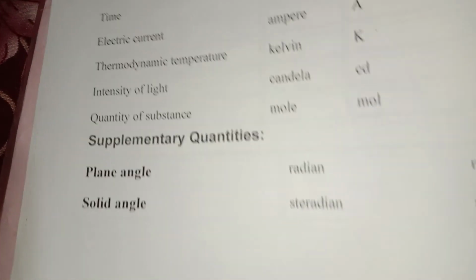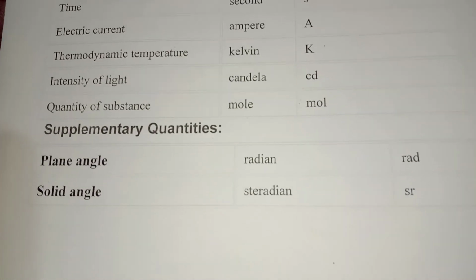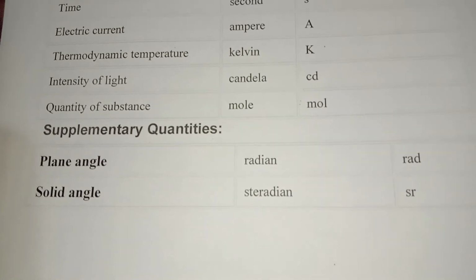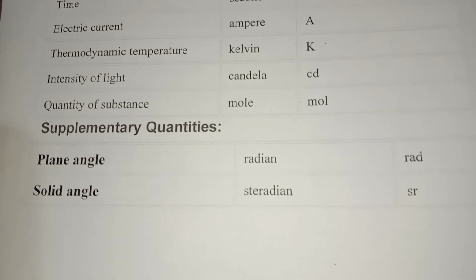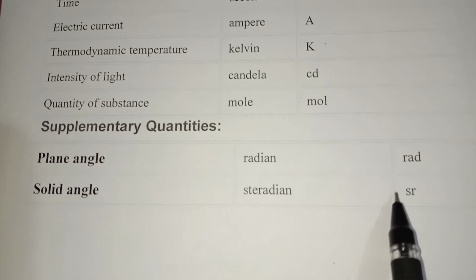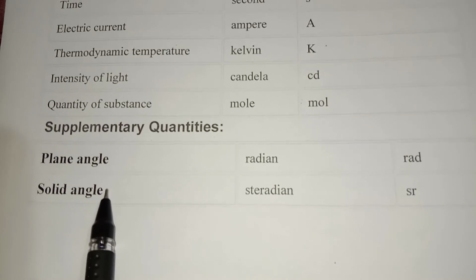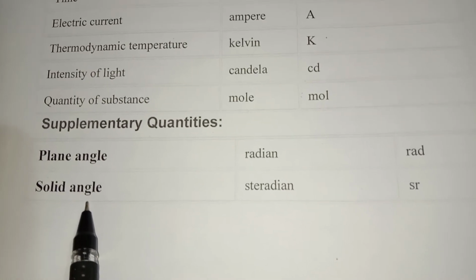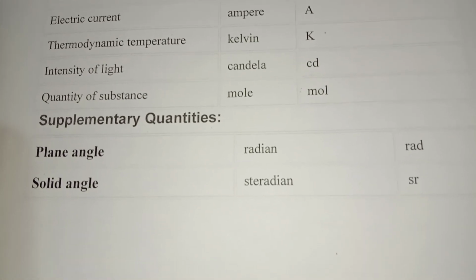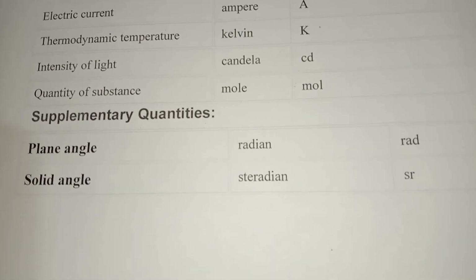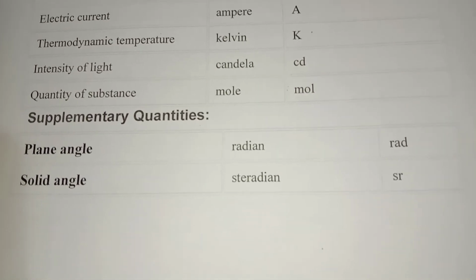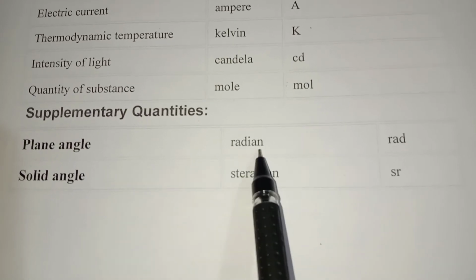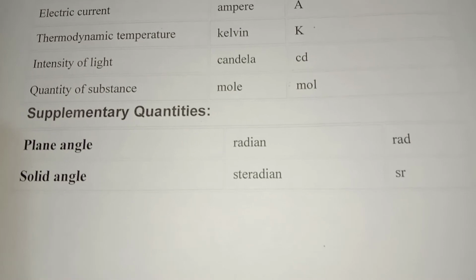Now we discuss the supplementary quantities. There are two supplementary quantities, that is plane angle and solid angle. The details about these supplementary quantities, what plane angle and solid angle are, will be discussed in our upcoming lectures. But in this lecture, you only have to know the unit and the symbol of the supplementary quantities.